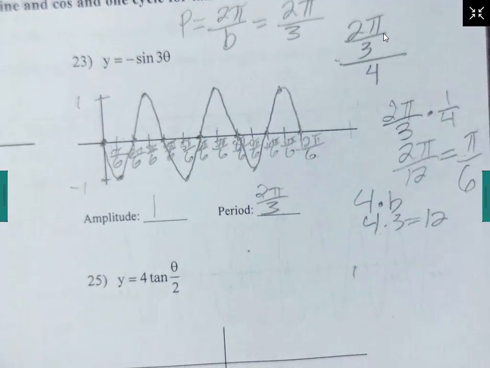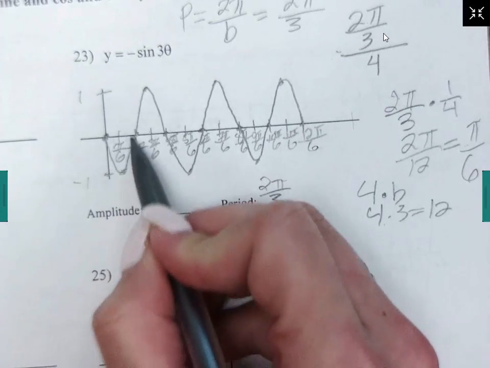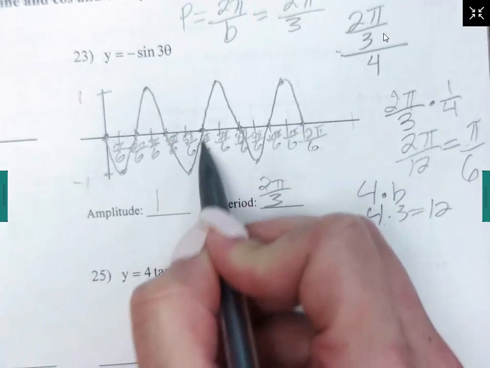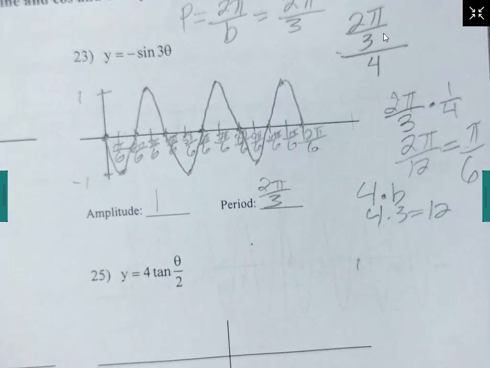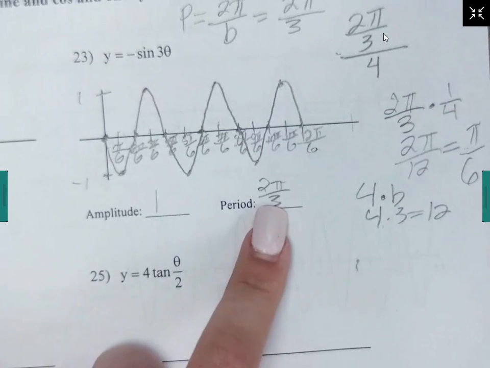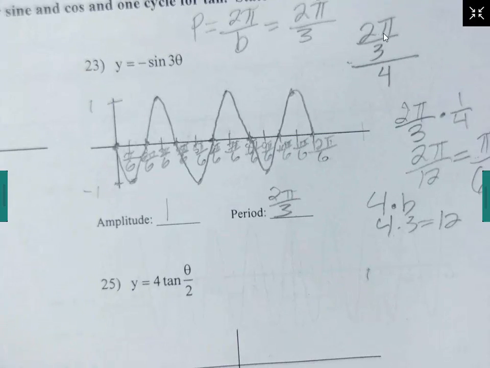All right, any questions? And remember that B is your number of cycles. So go through and make sure you have 3 cycles from 0 to 2 pi. So that's 1 cycle, check, 2 cycles, check, and then 3 cycles. Do y'all see that? Each cycle being 2 pi over 3 long, which we know. And our amplitude is 1. Are there any questions here?